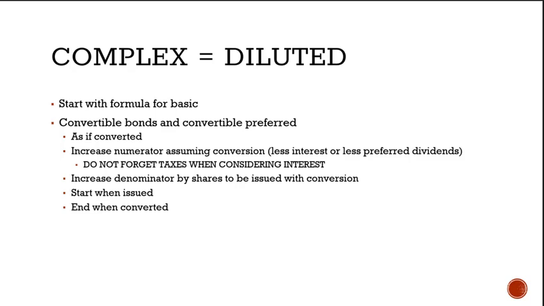You start this on the date it is issued. So if you issue convertible bonds during the year, then you don't consider the first part of the year. You'd only consider the interest and the shares for the second part of the year after you issued it. And it ends when it's converted, because once those bonds or preferred stock are converted for real, you would not consider them as your extra pretend shares anymore.